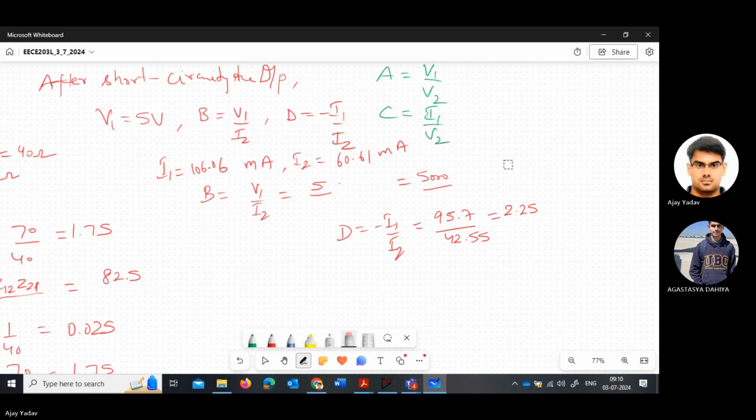83.2. If you see, it is I2. So when you divide this by I2, 60.61 milliampere, so it is 10 raised to the power 3. 60.61. What is the value? 82.5 divided by 60.61. 82.5. Same, right? Yes, sir. 82.5.